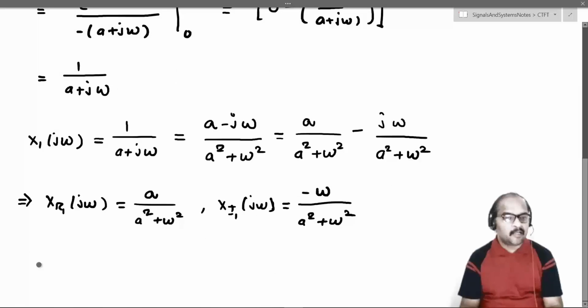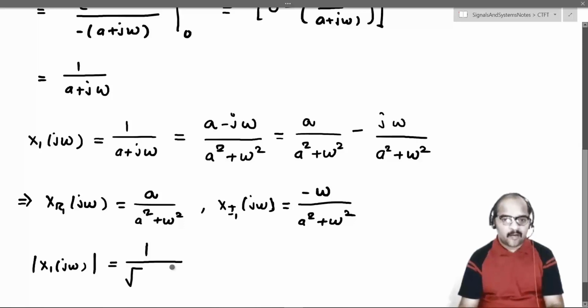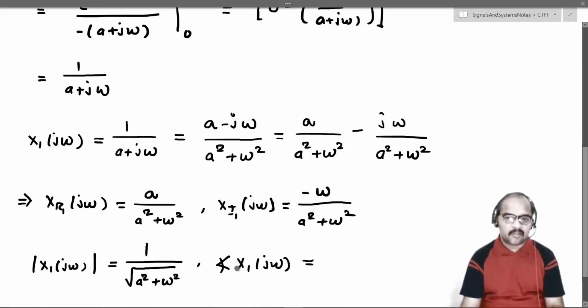But if you want to write in terms of magnitude, you have to find the modulus of x1 of j omega. So that should be equal to how much here? x1 of j omega is 1 by a plus j omega. This is looking like 1 by z, correct? a plus j omega is a complex number. So if you take the modulus, you will get 1 by modulus of z, which should be root of a squared plus omega squared. So you will get modulus of x1 of j omega equal to 1 by root of a squared plus omega squared. And what happens to the angle? Angle of x1 of j omega. So this turns out to be how much here? Just now we have seen. So what is the angle of x1?